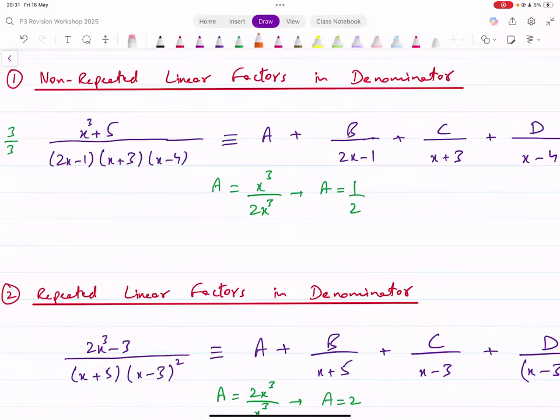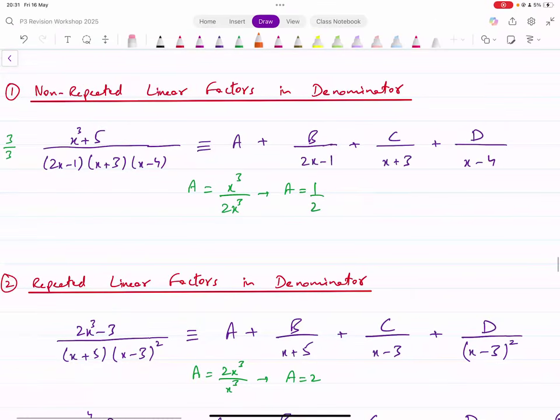You would just divide the highest power term of the numerator by the highest power term of the denominator in simplified form. So x cubed, that's the highest power term of the numerator. In the denominator, what's the highest power term that you have? 2x into x into x, that's 2x cubed. You divide x cubed by 2x cubed, you get 1 over 2. So you know the value of a is going to be 1 over 2. You can just input that here, and the rest of the process remains the same.